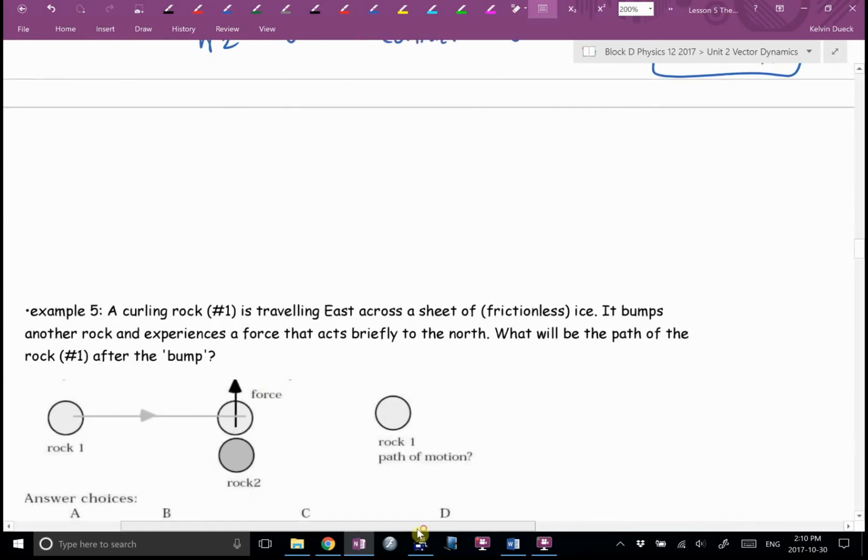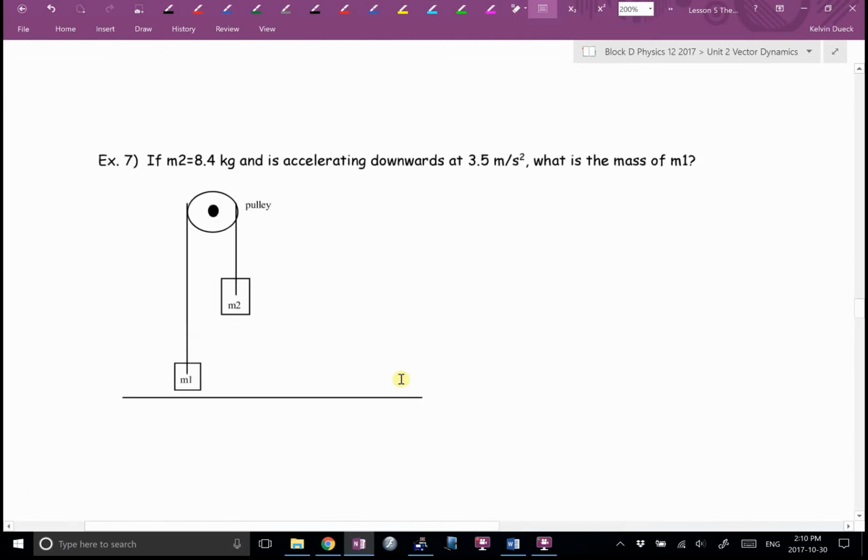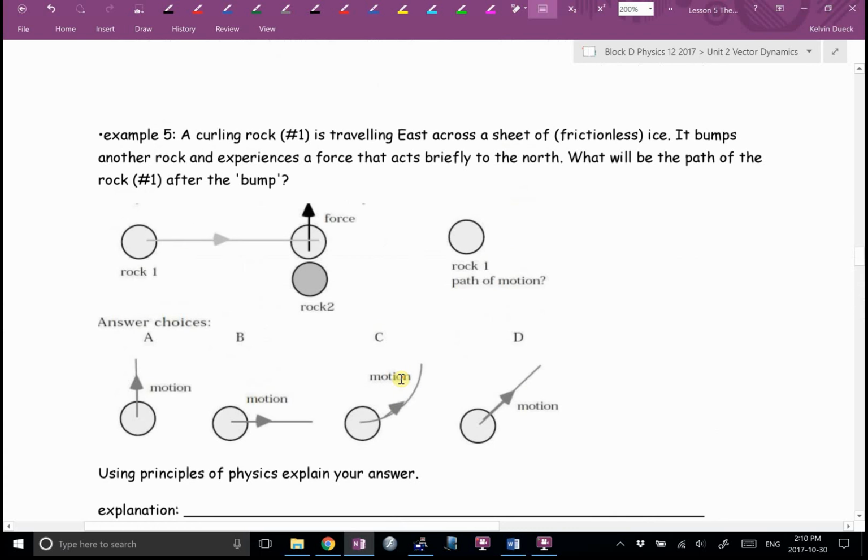Next page. A couple more, we're done. Cool.